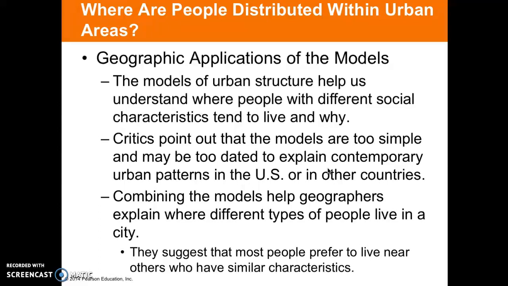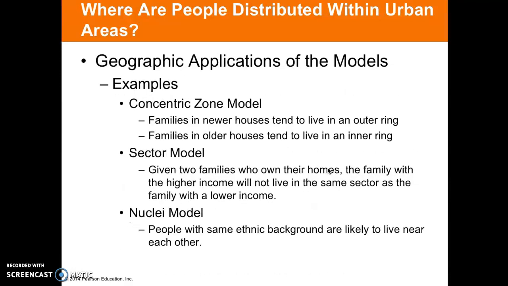Just keep in mind that you don't want to oversimplify things too much. These models were a simplified, general way to understand the development of an urban area within the U.S. And then we can expand upon that with new information, and we can talk about how it's changed historically. Combining the models can help explain where different people live in the city and why. And they overall suggest that people prefer to live near others who have similar characteristics.